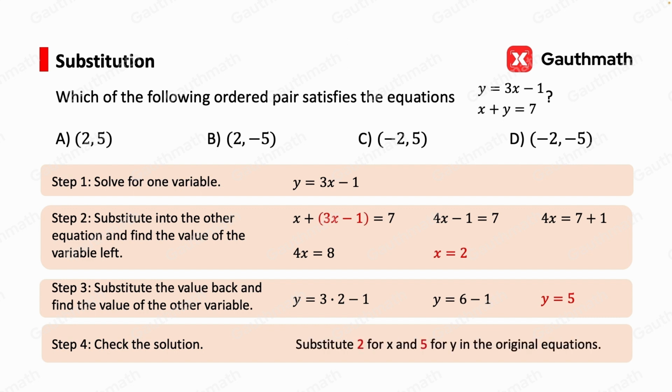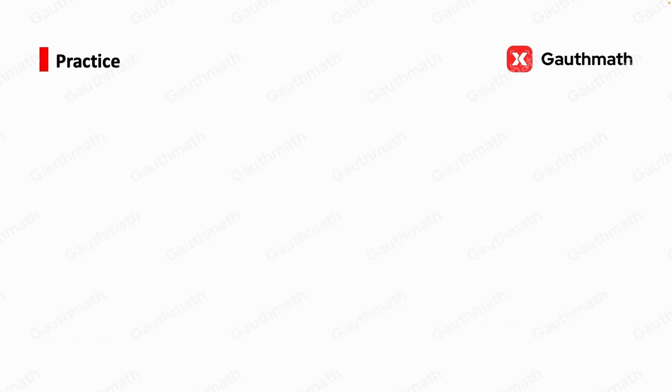We substitute 2 for x and 5 for y in the original equations, and they need to make both equations true. A is the correct answer. x equals 2, y equals 5, and that's a point. The ordered pair is 2 and 5. Now let's look at a practice question.